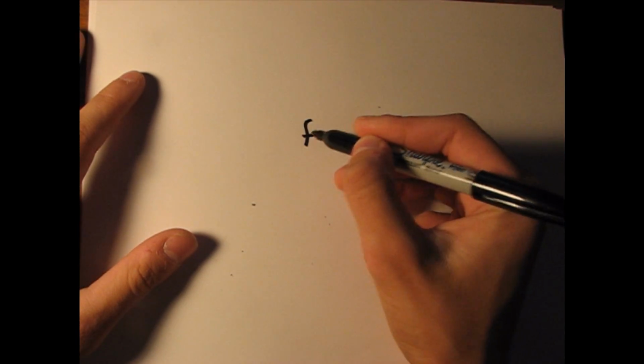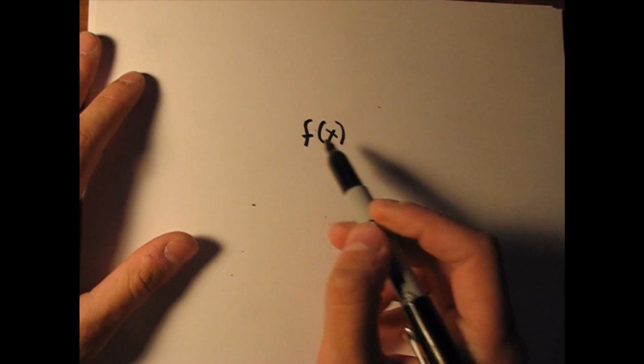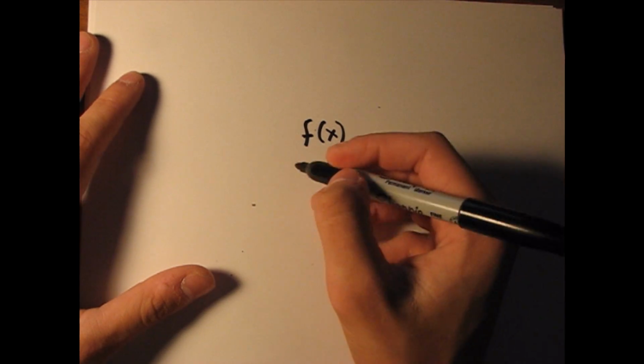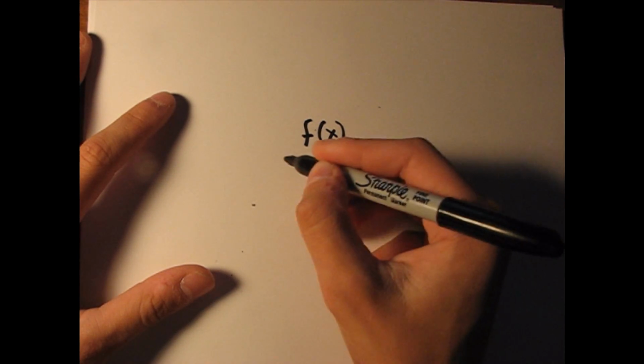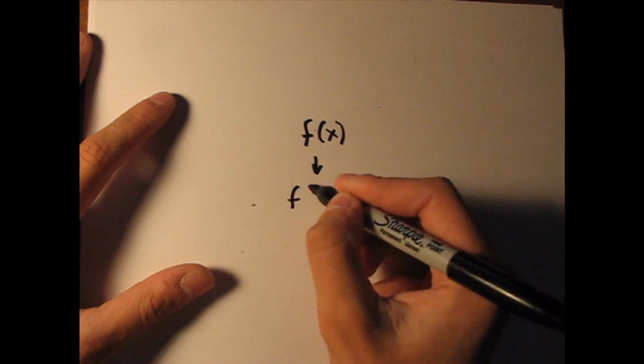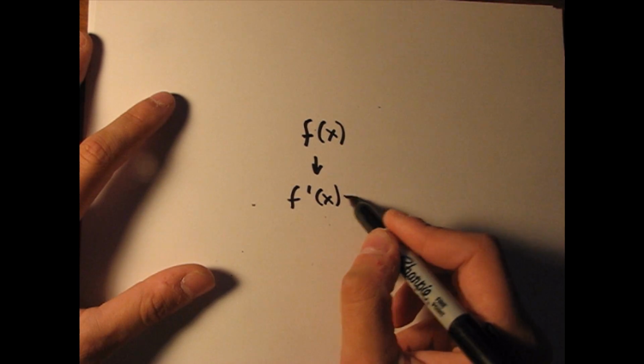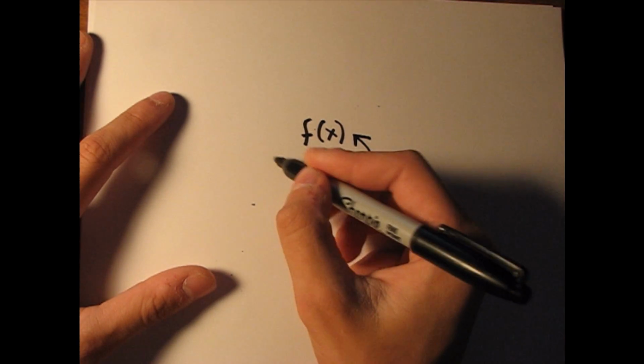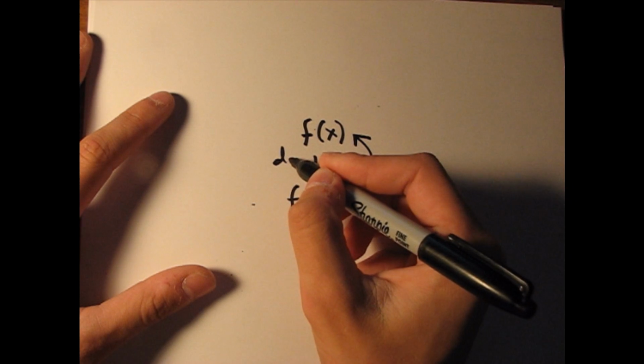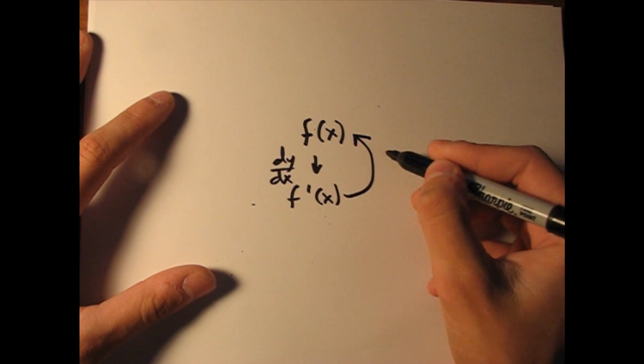Let's talk about how to actually calculate an integral. It turns out that the integral is the exact opposite of a derivative. You have a function, and if you differentiate it, you get f prime of x, and if you take the integral of this, you get f of x. So this is derivative, and this is integral.